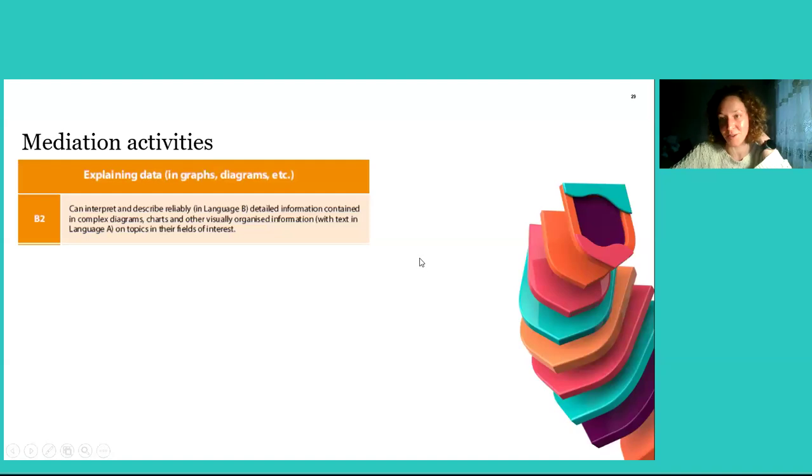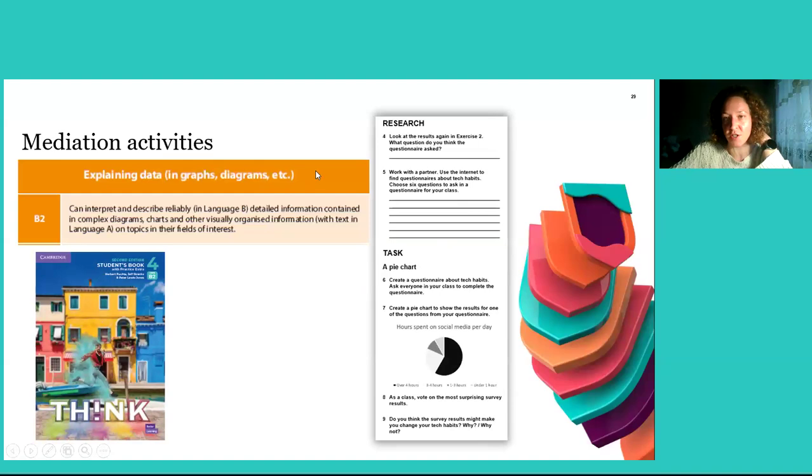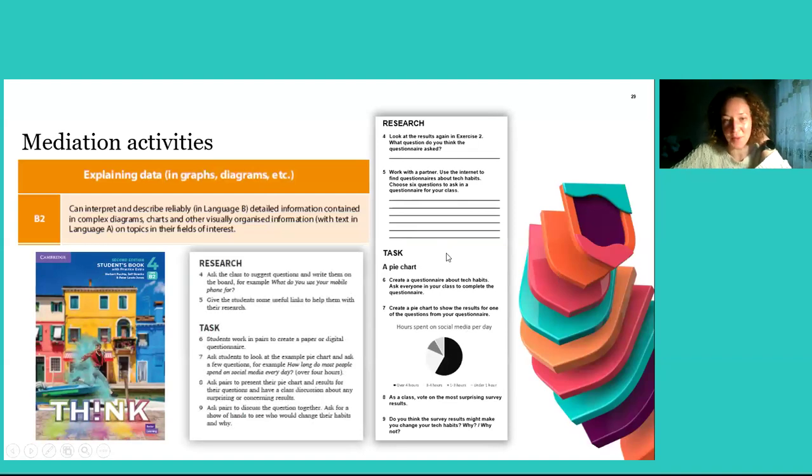And explaining data in graphs and diagrams is also a mediation activity where students have some information they researched and they can make sense out of it. So in this activity, which can also be done not in the Collaboration Plus, but on a piece of paper, students need to mediate the results of their research, and this one is about the social media, and to talk about the graph and the data they collected.